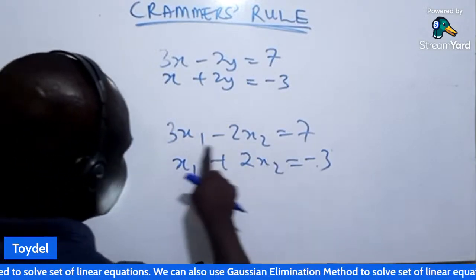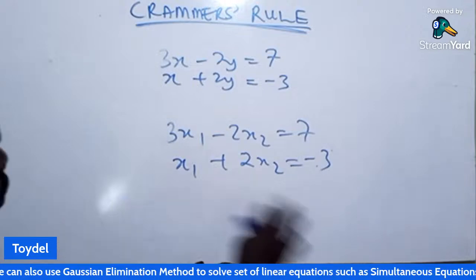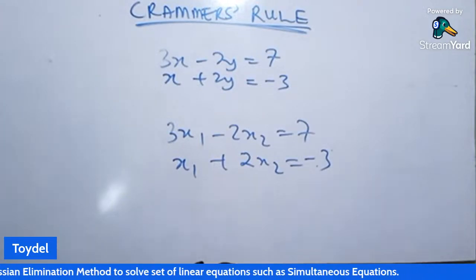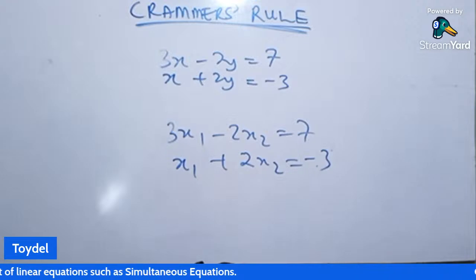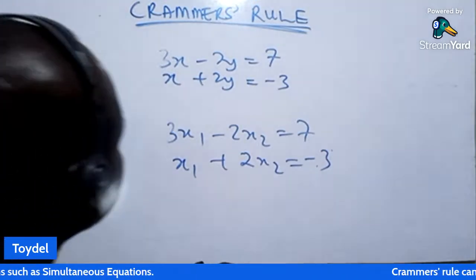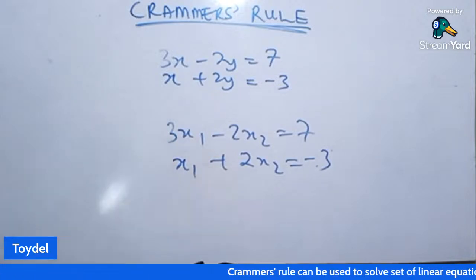It's a set of linear equations because x1 and x2 are the two variables, and then we have two equations. We can also have three variables with three equations, which is also a set of linear equations. We can have it up to nth variables and nth equations.